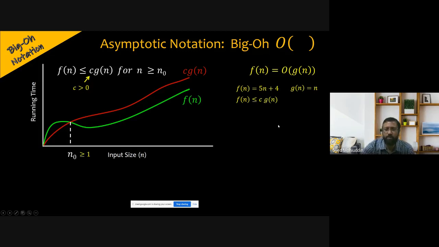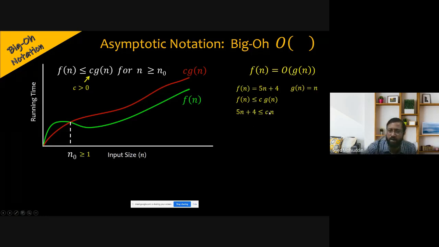Now what we need to do is find values that satisfy the equation f of n less than or equal to c times g of n. Here f of n is 5n plus 4. So 5n plus 4 should be less than or equal to c times g of n. g of n is n, and it doesn't have any constants. So g of n is n, and we have c multiplied by n. Now what we need to do?